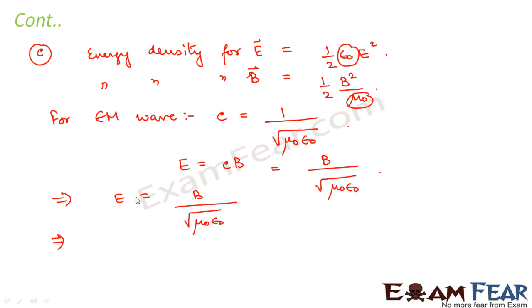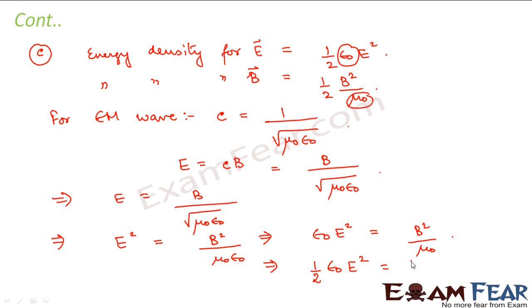Now if you square this equation on both sides, we get E square is equal to B square divided by mu naught epsilon naught. From this we get epsilon naught E square is equal to B square divided by mu naught. Now if you multiply by half on both sides, you get half epsilon naught E square is equal to half B square by mu naught. Now what is this half epsilon naught E square? It is nothing but the energy density associated with the electric field. And what is this half B square by mu naught? It is nothing but the energy density associated with the magnetic field.